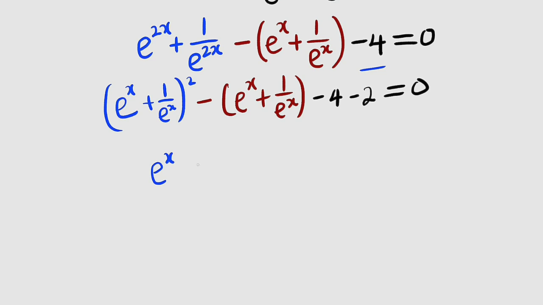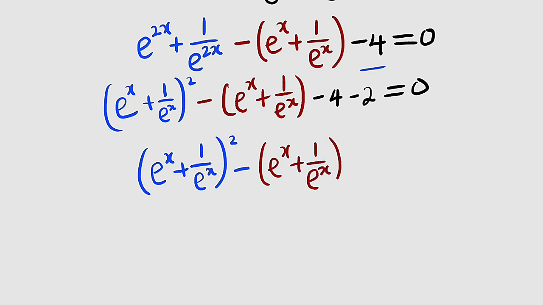This is (e^x + 1/e^x)² − (e^x + 1/e^x) − 6, the whole of this equal to 0. If you observe, this is a quadratic equation in terms of e^x + 1/e^x, and we can factorize it in terms of e^x + 1/e^x. In your mind, you should just consider this as a single variable, just like x.